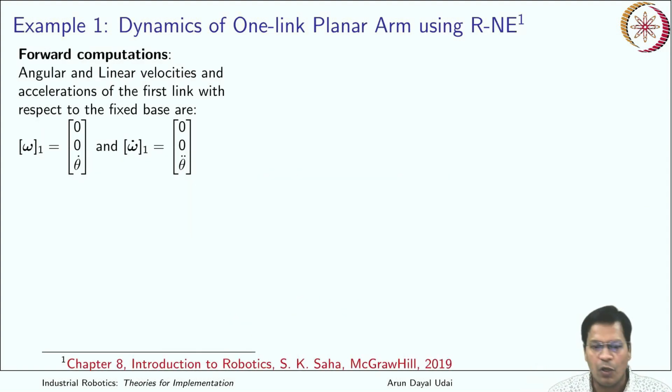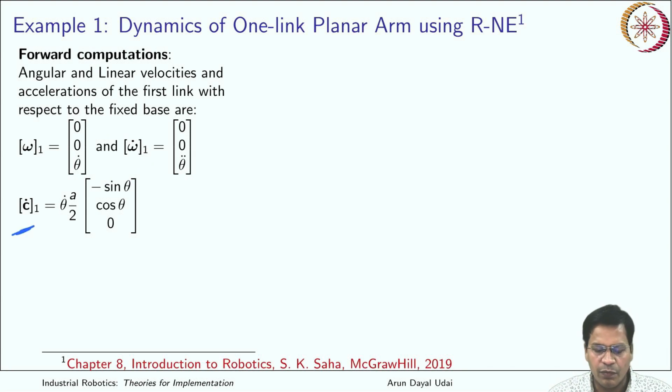Now omega. Omega in its own frame can be written as omega 1 is nothing but 0, 0. There is no rotation about x and y. There is only rotation about the z axis. So it is theta dot, rate of change of joint angle. Again, omega dot, that is angular acceleration, is theta double dot. That's it. And now the velocity.